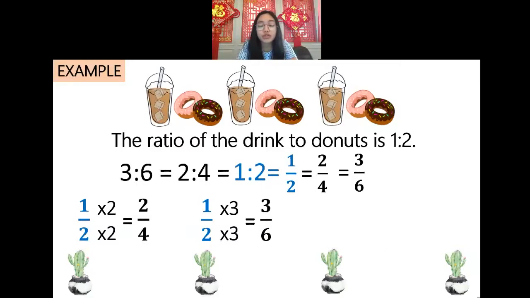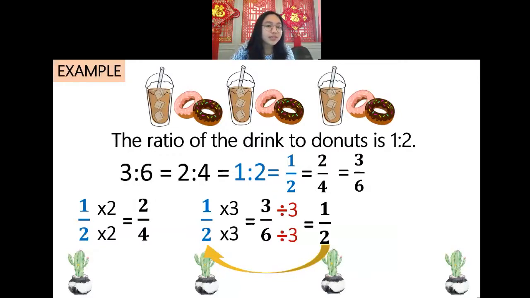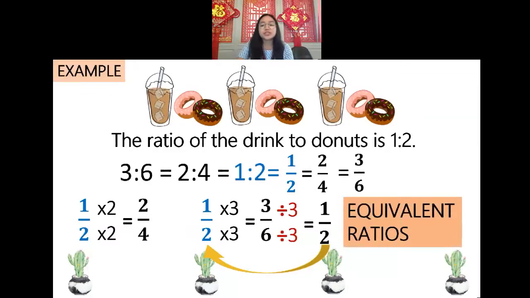2/4 equals 3/6. Now, if we're going to simplify, let's go back to simplifying. If we're going to simplify that one by their common factor, you will still get 1/2. So as you can see, we go back to the first one. Okay, the student who asked me, do you understand now that it will still go back? It's still the same because they are equivalent. Okay, so let's proceed. So you call it equivalent fractions, ratios.